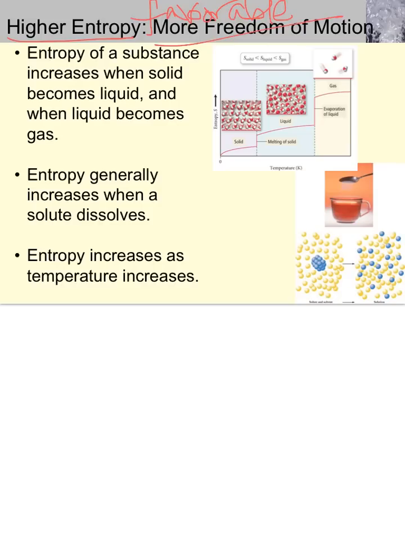So just to summarize, entropy becomes more favorable or increases when a solid becomes a liquid or when a liquid becomes a gas. Entropy also increases when a solute dissolves in a solvent. And entropy also increases as temperature increases. As you can imagine, when you increase the temperature of something, you've got more freedom of motion, and therefore the entropy goes up.